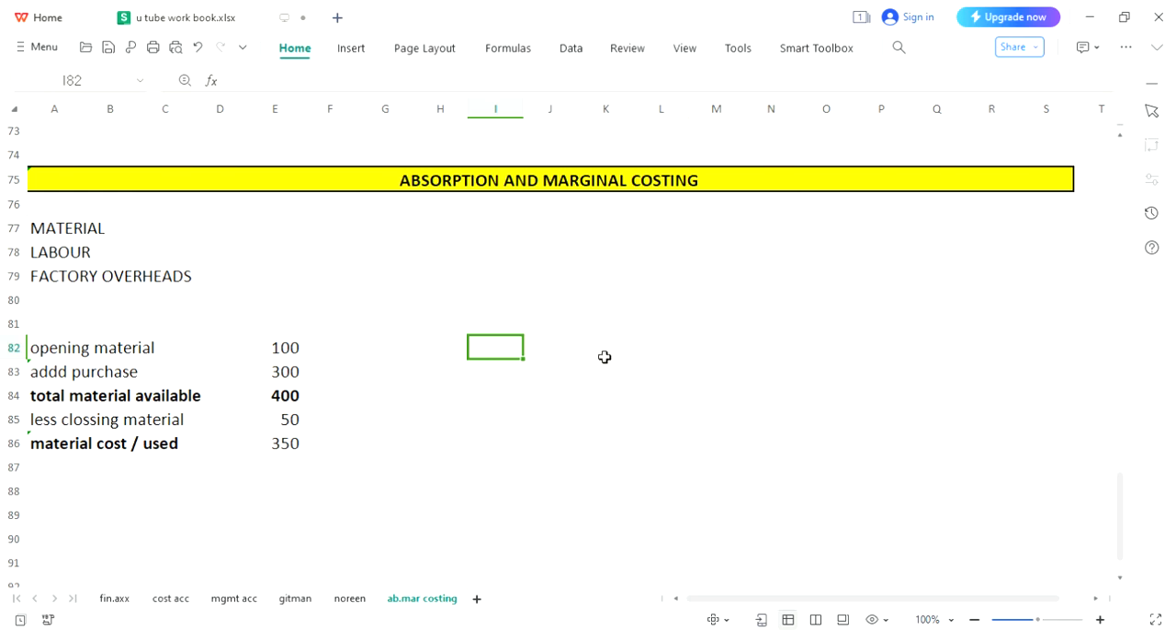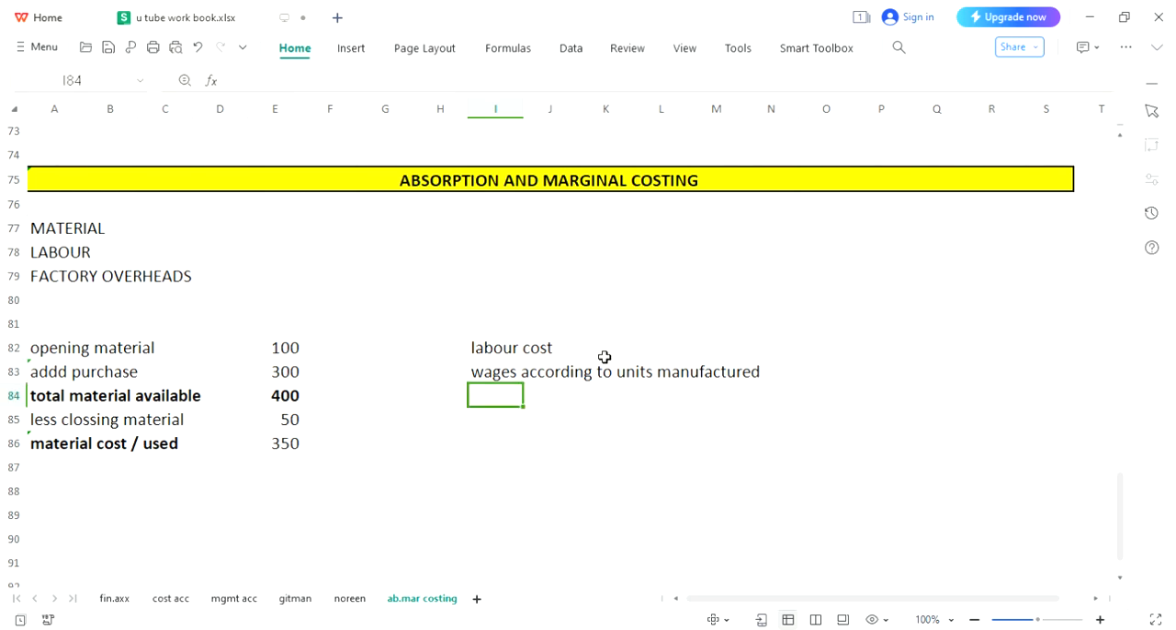And then labor is a simple thing, we do not need to explain it elaborately. The simple thing is you will pay your wages to your labor according to the contract which you have made with it. So labor cost you can pay in terms of your contract. It may be possible you are paying wages according to units manufactured.